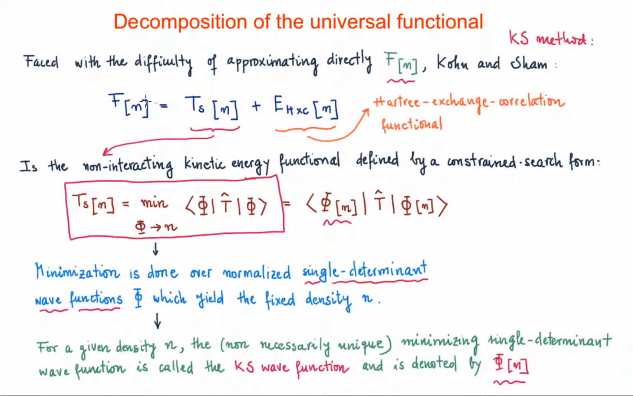And the rest, in order to get the exact one, is given by this Hartree exchange and correlation functional, for which, of course, we don't know any accurate expression. But this is the strategy they followed. They separated it into these two contributions, and I want to insist that the first one is the non-interacting kinetic energy functional. It is not the kinetic energy functional of the real system. This is the kinetic energy functional of this fictitious non-interacting system.